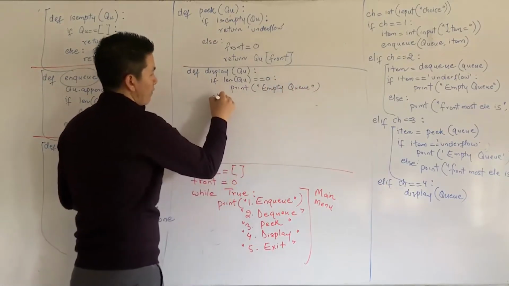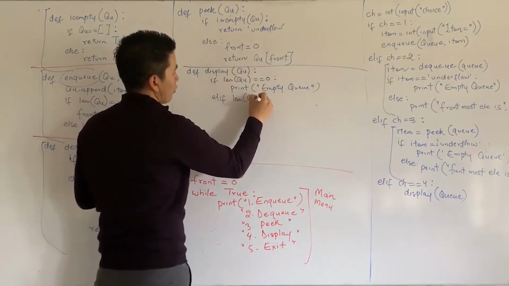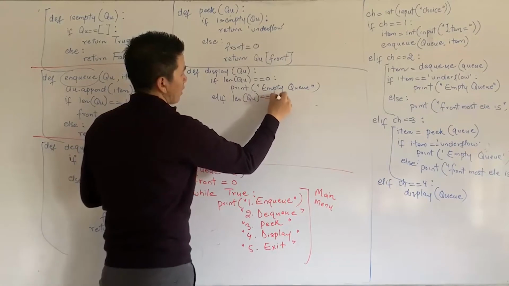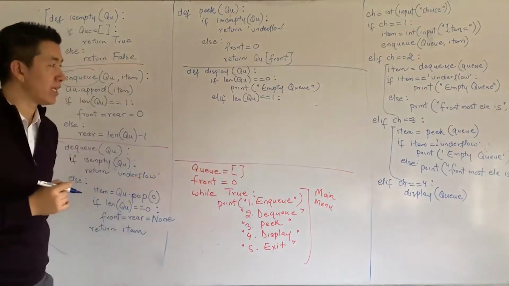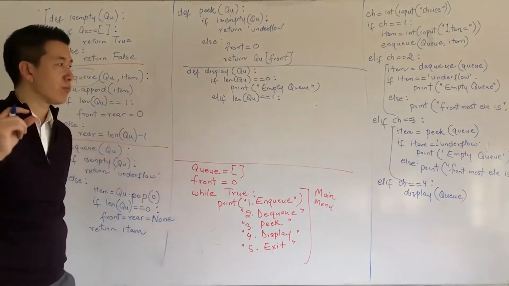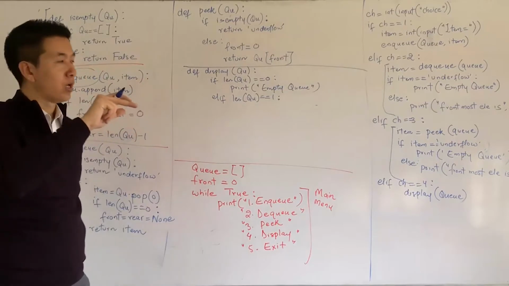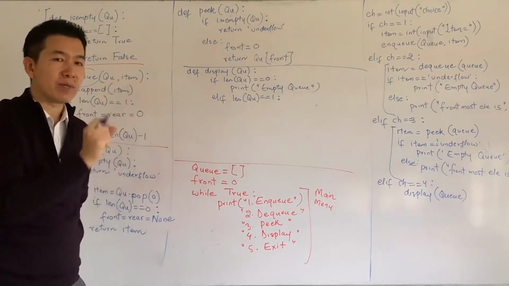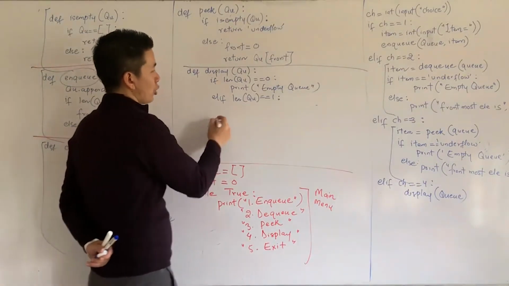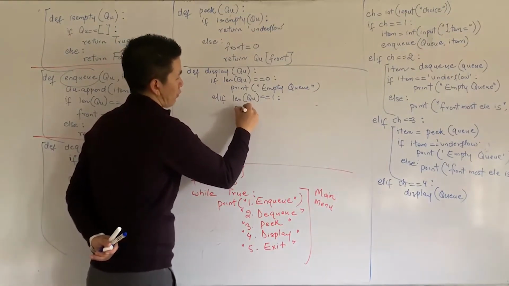Okay, however, if the length of queue is equal to 1, if there is just one element in the list of queue, then the front and the rear, both variables should be pointing to that lone, the only element in the queue list, right? So how do you print it? I think it's pretty straightforward.